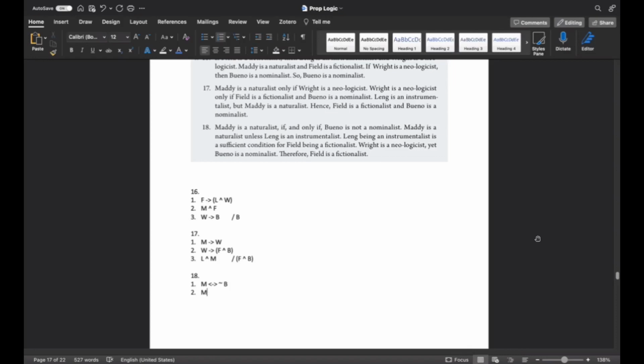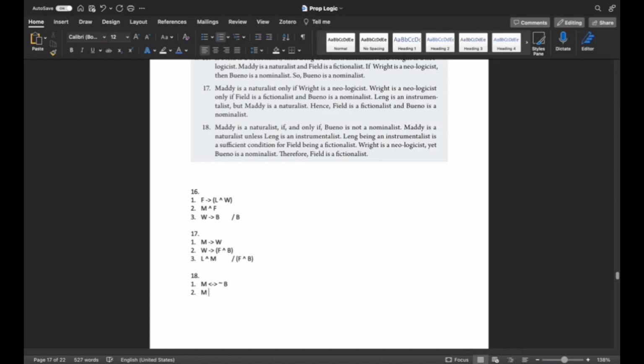Is this: Maddie is a naturalist unless Leng is an instrumentalist? Then the "unless," that's something I'm a little bit unsure about. Could I do Maddie is a naturalist, and then Leng is not an instrumentalist? No, don't change the propositions. You negated one of the propositions, right? Yeah, so I cannot do that. Then I guess I need to do a conditional somewhere.